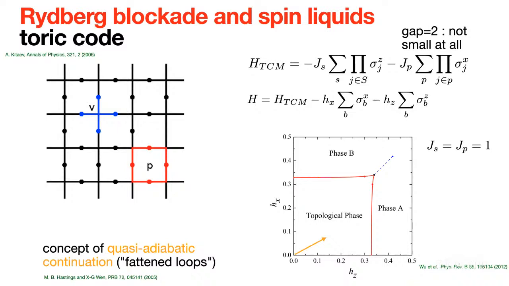I will say later why this is topological and things like this. So for the moment, let's stay with this. Now, if you add magnetic fields to this toric code, say one along x and one along z, then the model is no longer exactly soluble, but the topological order extends over a certain range, namely up to 0.33 for h_x and h_z, with J_s and J_p equal to 1.